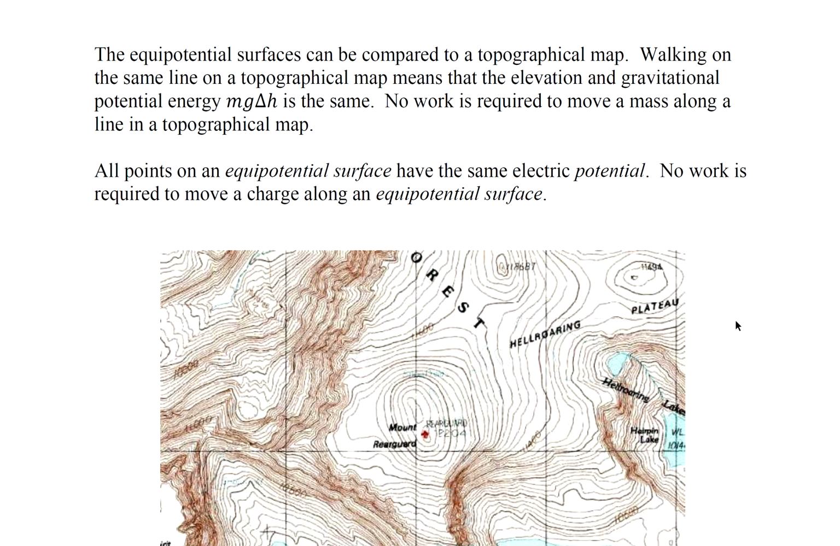So here you go. Equipotential surfaces can be compared to a topographical map. Walking on the same line on a topographical map means that the elevation and gravitational potential energy, mg delta H, is the same. No work is required to move a mass along the line on a topographical map. All points on an equipotential surface have the same electric potential. No work is required to move a charge along an equipotential surface.